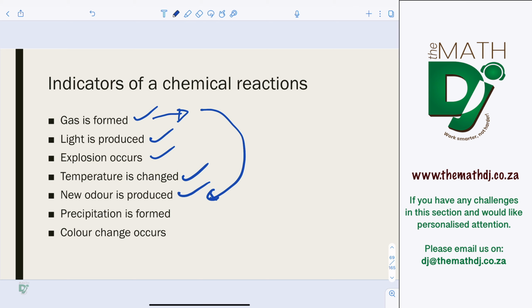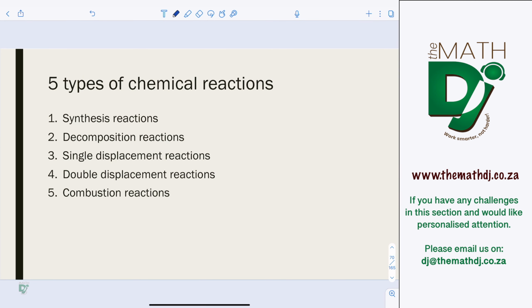The next point is precipitation. It means you mix two substances, and when they react, there is some precipitate. Precipitate means there is something that is deposited at the bottom of the container. Then the last one, a color change. So these are the basic indicators of chemical reactions.